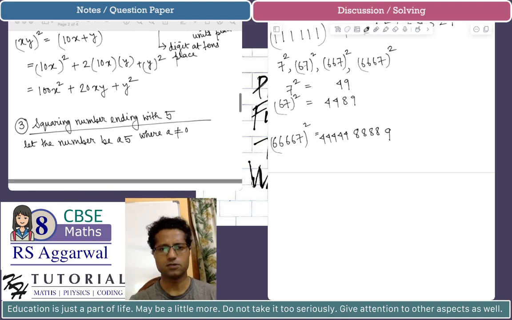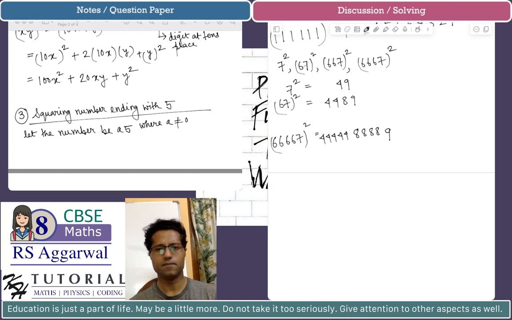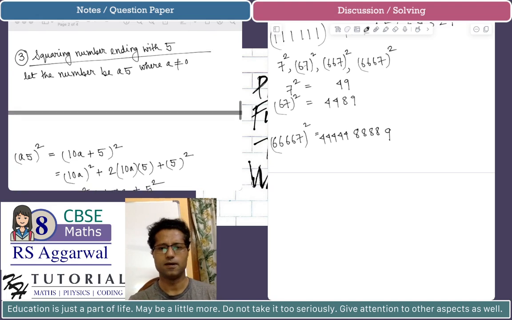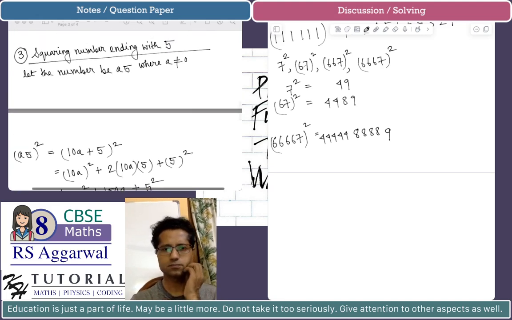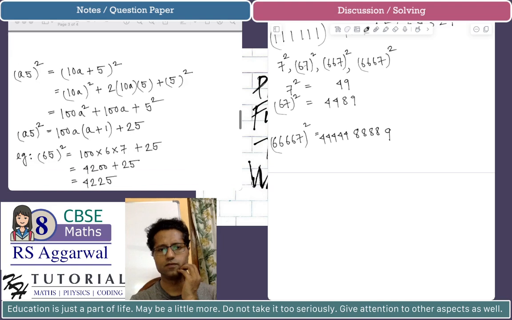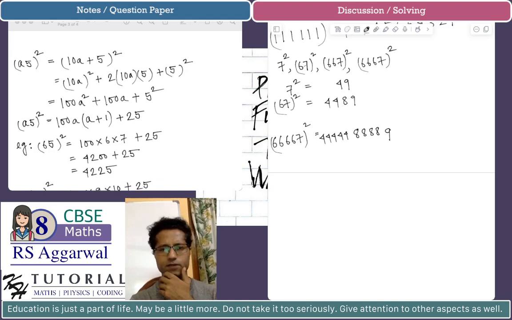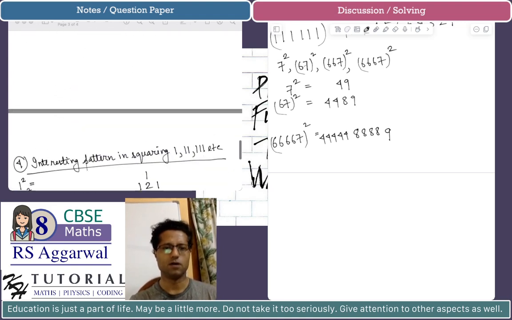The third method was how to find the square of any number that is ending with the digit 5. This also requires applying the concept of a plus b whole square. So the formula was: any number ending with digit 5 can be written in the form a5, where a is the number if you ignore the last digit 5. So a5 whole square will be 100 into a into a plus 1 plus 25. And then finally we saw two interesting patterns.